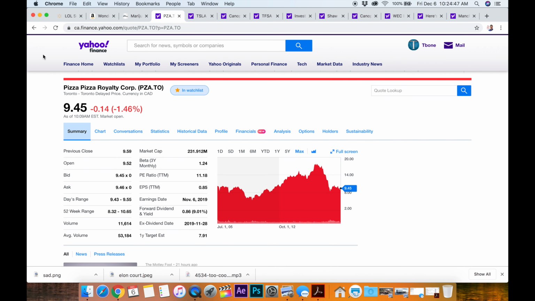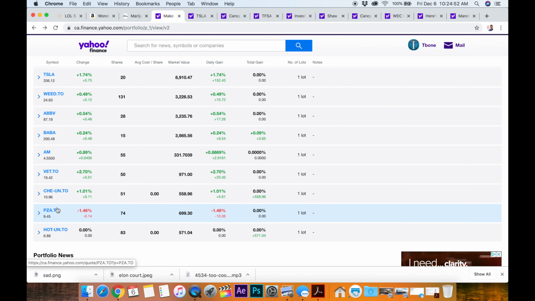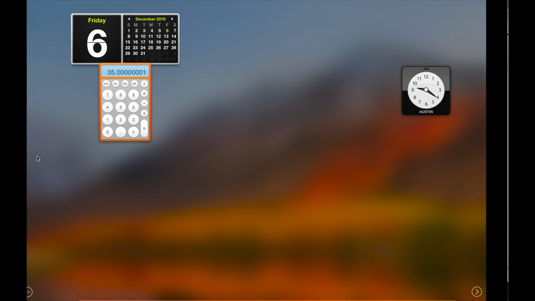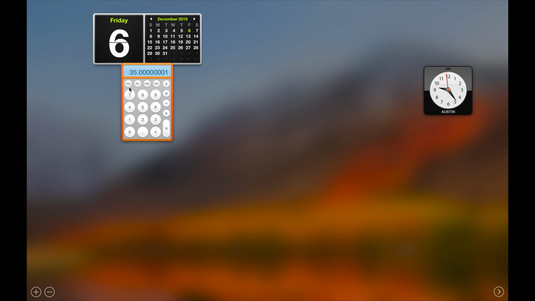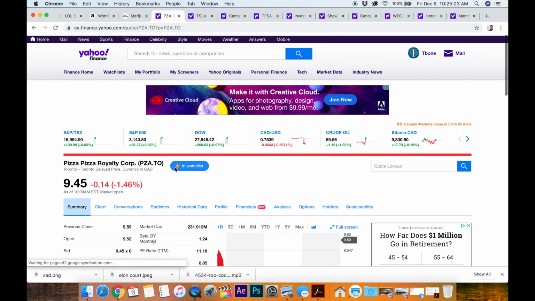I own how many shares? So let's go Pizza Pizza. 74 shares. So let's look at the dividend. Here's 86 cents. 74 times that, so Pizza Pizza pays me $63.64 a year. They pay monthly, divided by 12. So every month I get $5.30 in my trading account there. And I can just take it out of there and spend it.